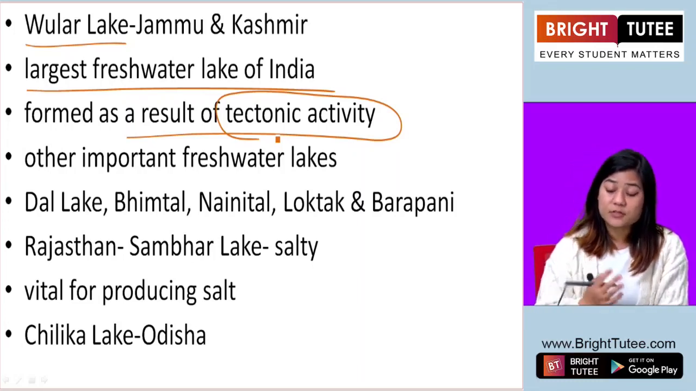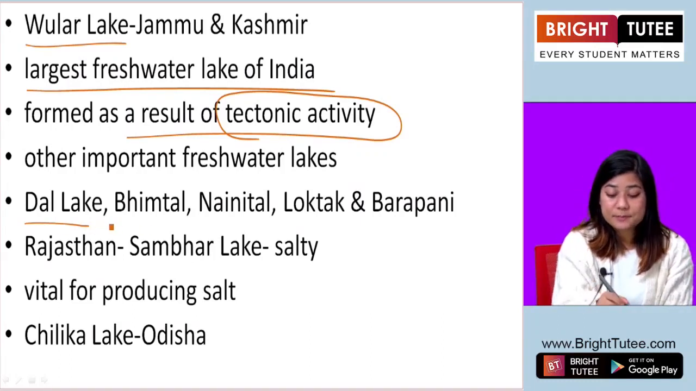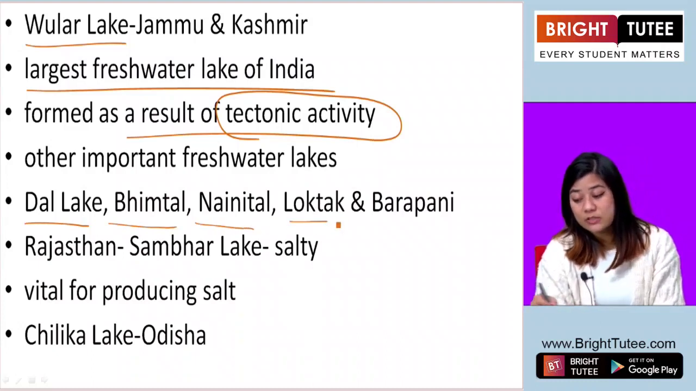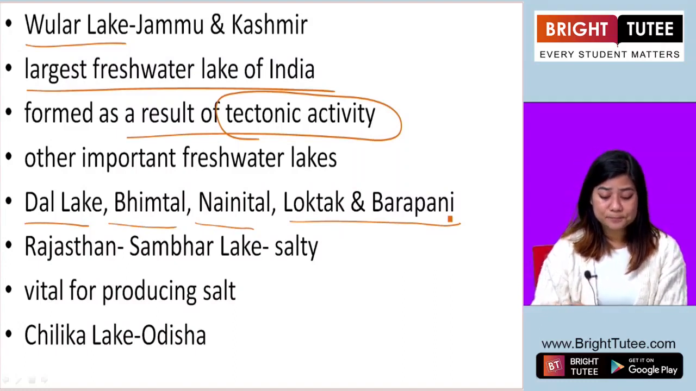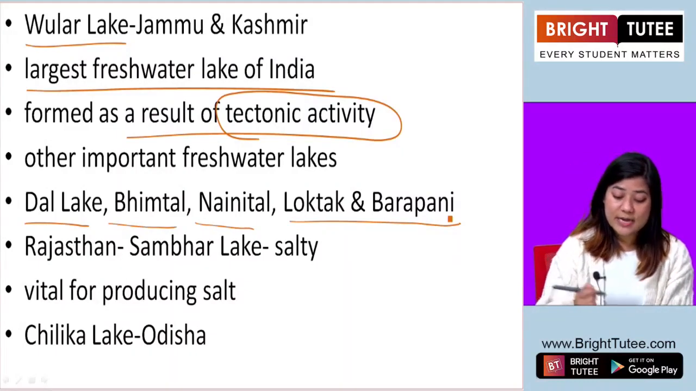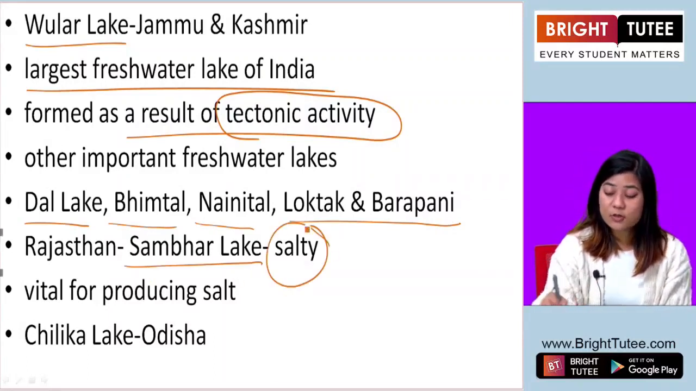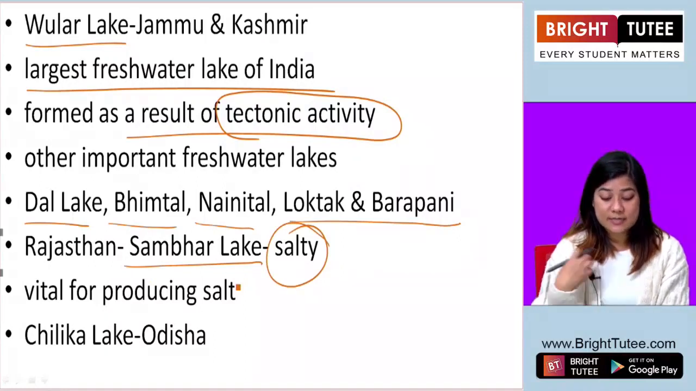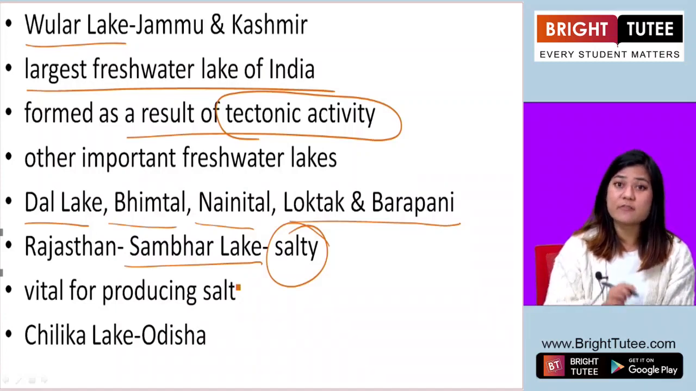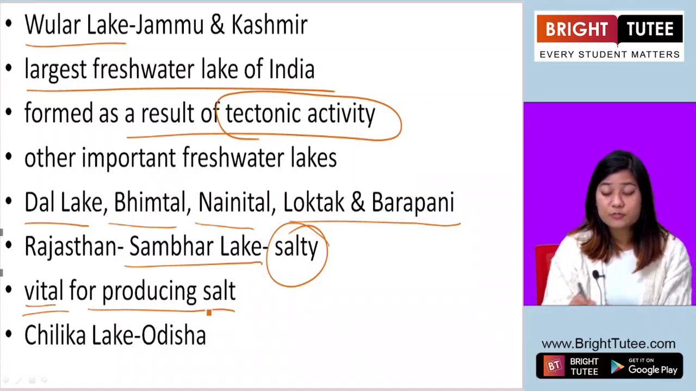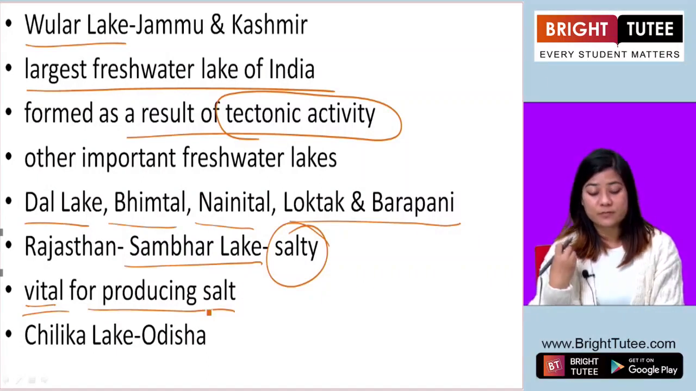Now there are other important freshwater lakes in our country, and those are Dal Lake, Bhimtal, Nainital, Loktak and Barapani. These are freshwater lakes. Okay. In Rajasthan there is a lake which is called Sambar Lake, but this water is salty. Because of that very fact, this lake is very important or vital for producing salt which we use in our cooking, which is a very important part of our diet.